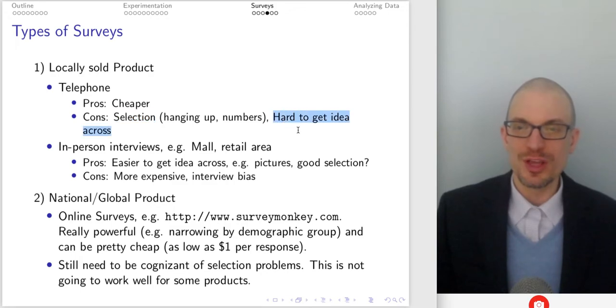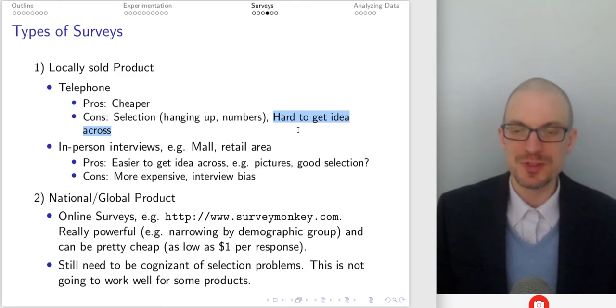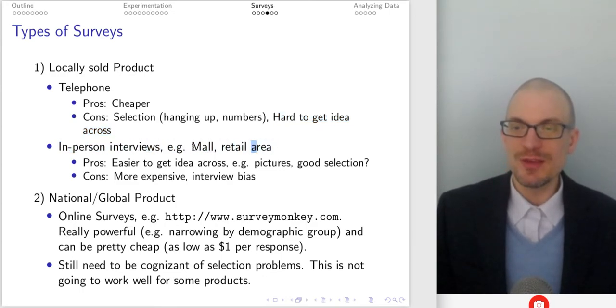Also, over the phone, it can be difficult to get the idea across just because it's difficult to describe something without pictures, and the person you're talking to might be super distracted. So there's that issue as well. You can do in-person interviews. That's good. You might even be able to get near to the people that you'd want to be selling to. Like, if your customers are going to be on a college campus, you can survey on a college campus, on the mall.